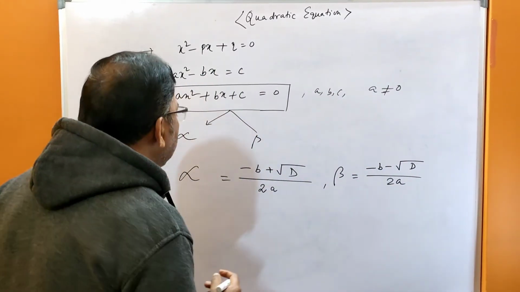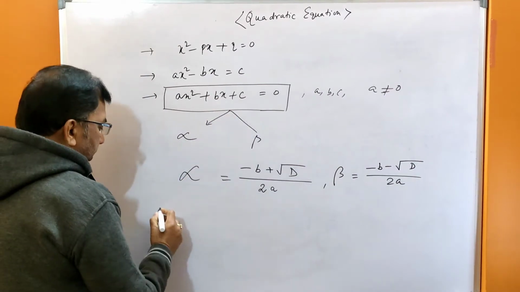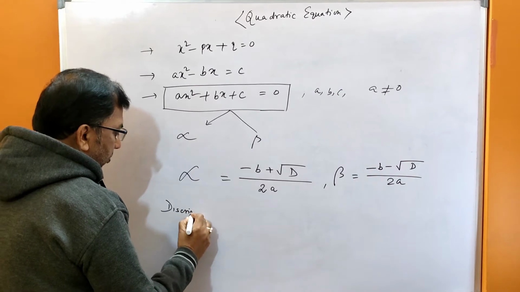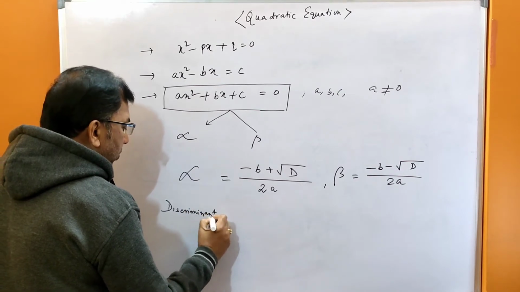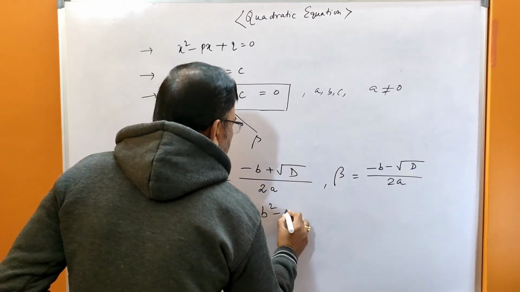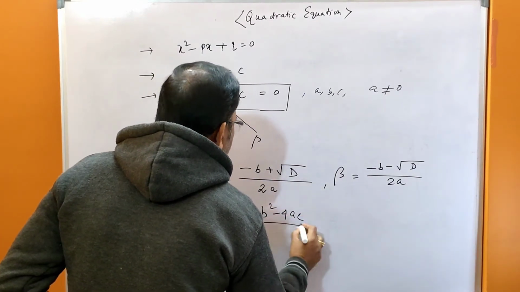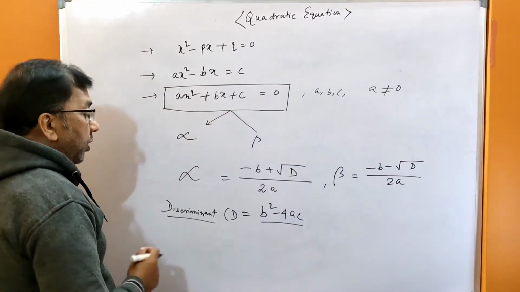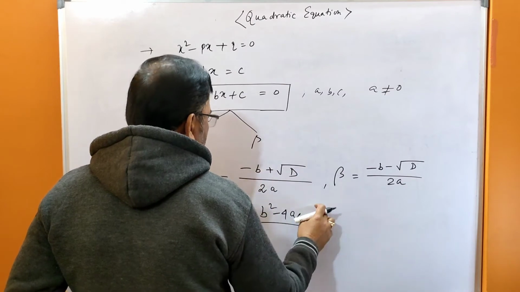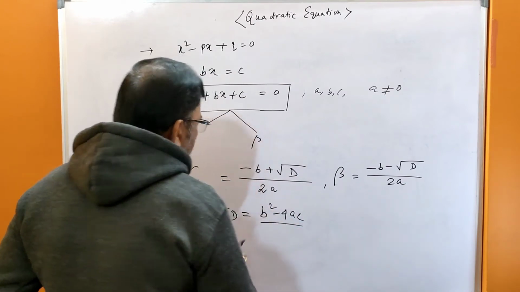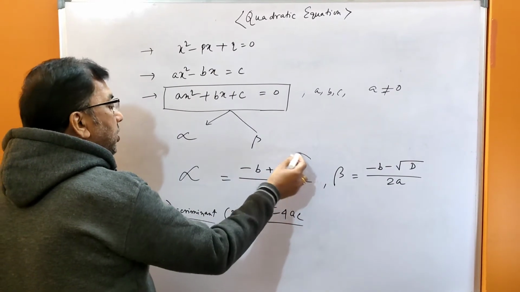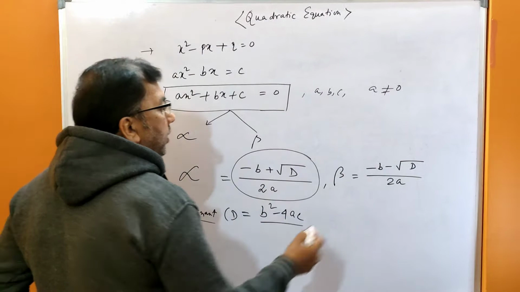So what is d? D is the discriminant. What does D mean? Discriminant, which is b square minus 4ac. You have to find out this. D equals b square minus 4ac, and root d equals root over b square minus 4ac. So this is one value, and this is the other value.